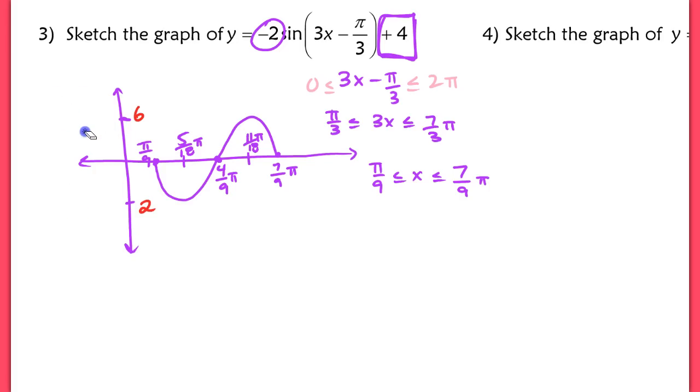So I don't really have the y. This is not the x-axis here. It's actually down here. So you can always redraw that in. But this is the sketch that we want, okay? That's the end of number 3. It's a monster, but it's doable for sure.